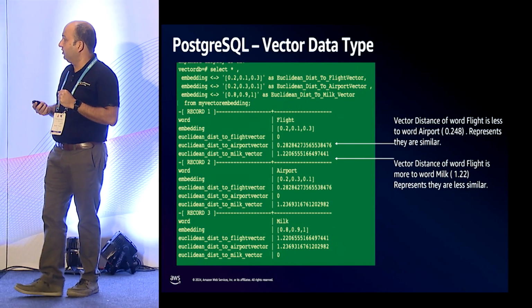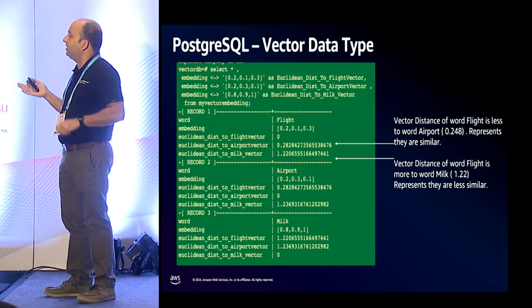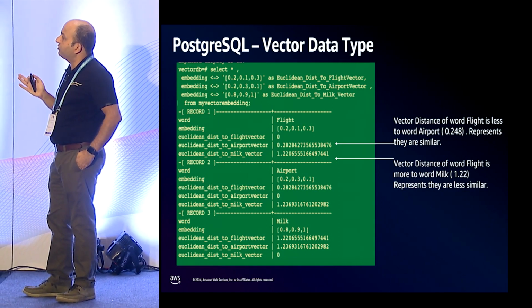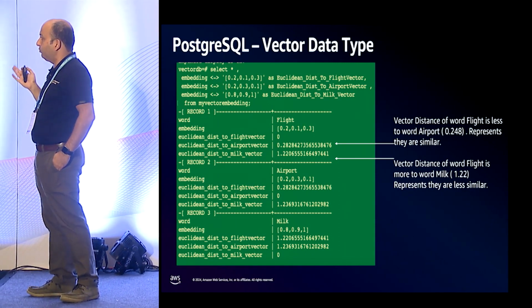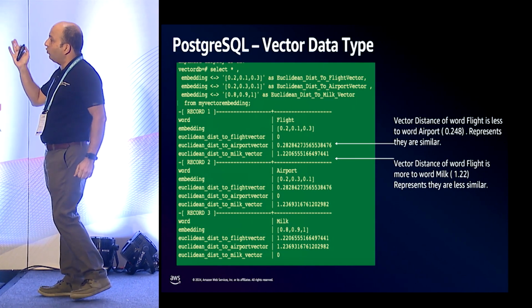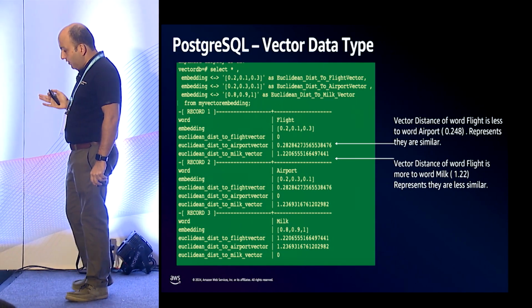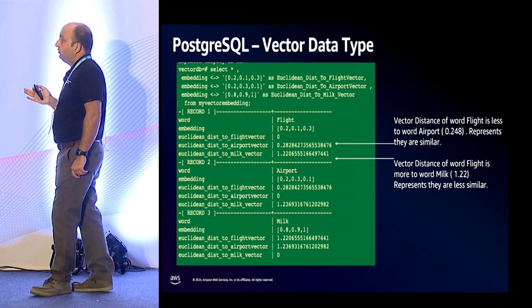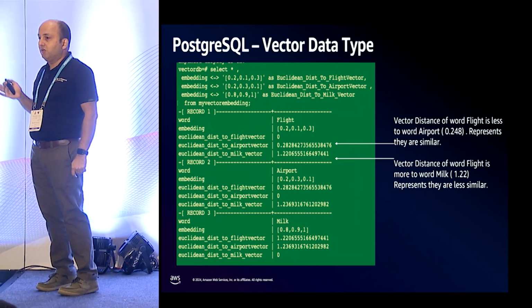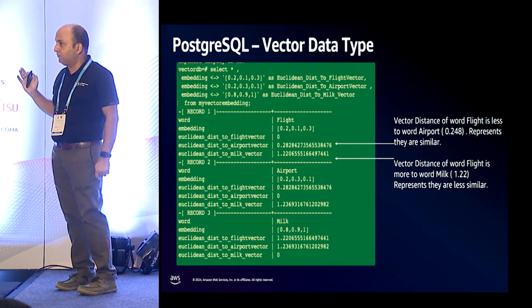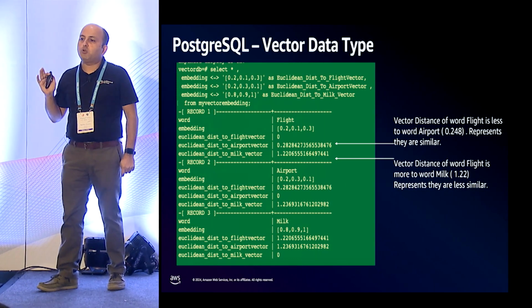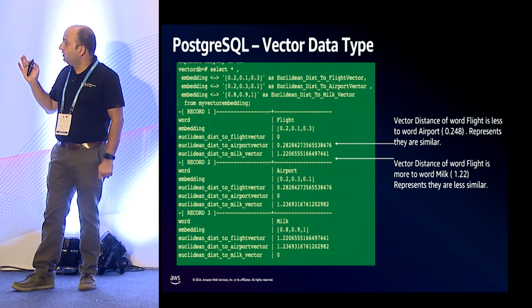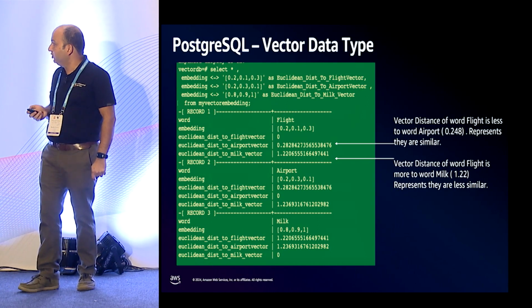Here in this example, we can very clearly see that we are calculating the Euclidean distance between the flight vector and the airport vector, and the distance comes out very small, 0.28, whereas the vector distance between the flight and the other word is far apart. That's how the LLM understands that these 2 words are contextually closer to each other, and the other words are not that similar.